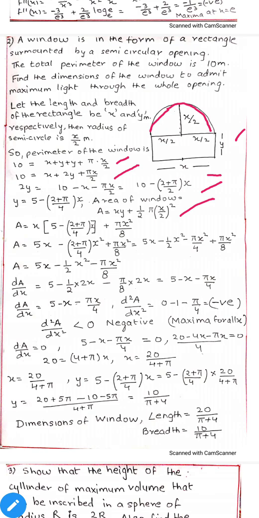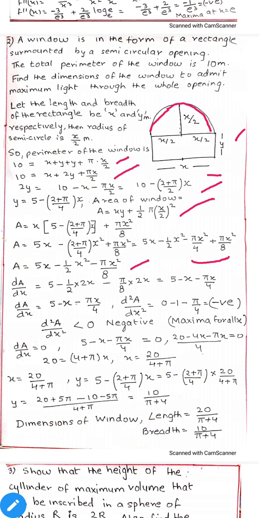5x, open the bracket, 2 upon 4 becomes half. 5x minus half x square minus pi by 4 x square plus pi x square by 8. Taking LCM of pi by 4 and pi by 8, we get LCM is 8, minus 2 pi x square plus pi x square becomes minus pi x square by 8.